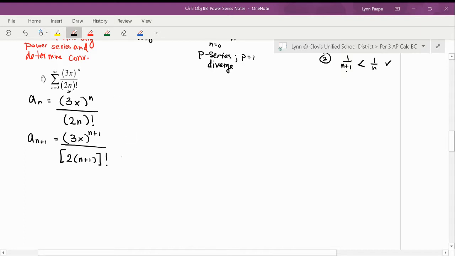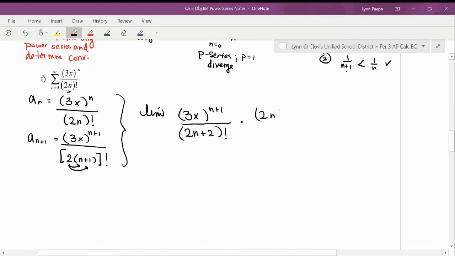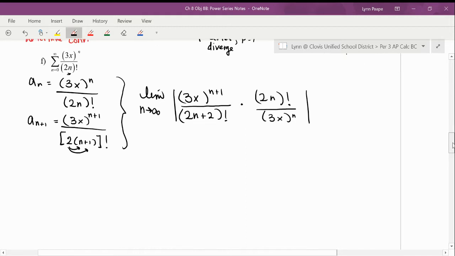So I'm going to take those, and I'm going to find the limit of the n plus 1 term. And then I'm going to go ahead and distribute in that too right now. And then I'm going to multiply by the reciprocal of my nth term. Get that absolute value in there. Okay, so I just set up the ratio test, and I have to do the ratio test because it is not geometric, right? Not geometric.